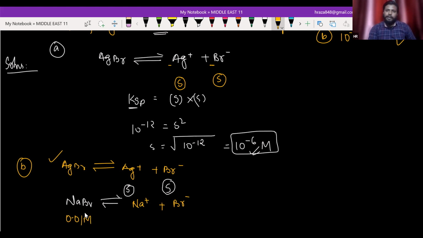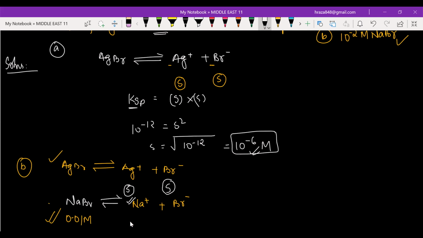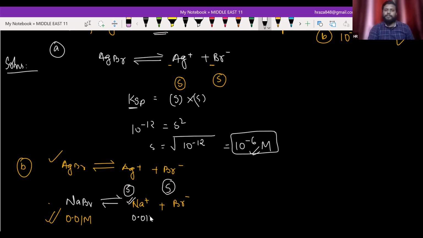Again, if the concentration of NaBr is 0.01 M, what will be the molarity of Na plus? Can anyone tell me? Ifra, Fawaz, Saif, Arslan? It will be the same, because both have the same stoichiometric coefficient. So Br minus and Na plus will have the same molarity as that of NaBr. So it will be 0.01 M. Is this clear, everyone? Yes, sir.